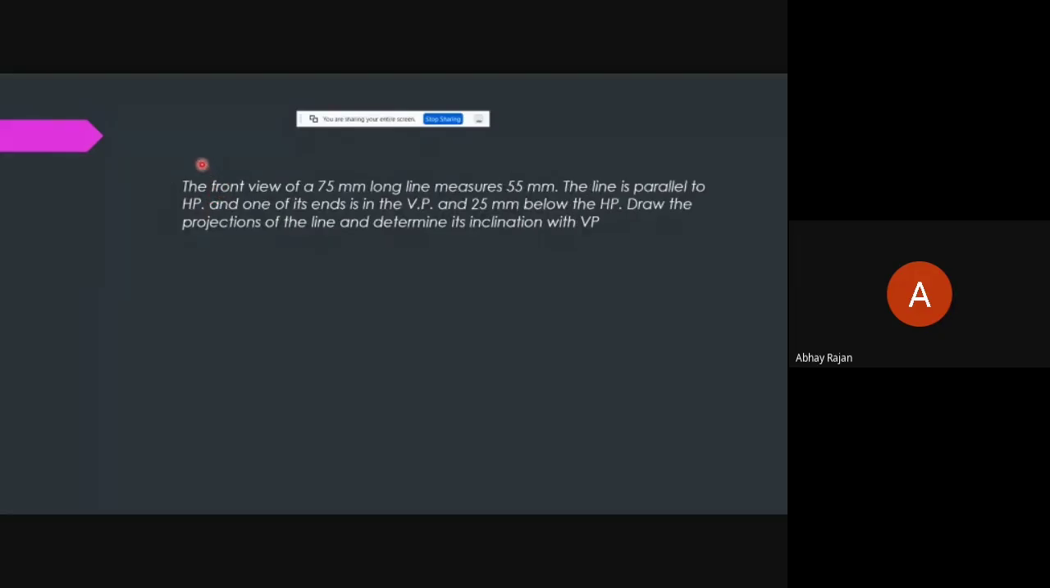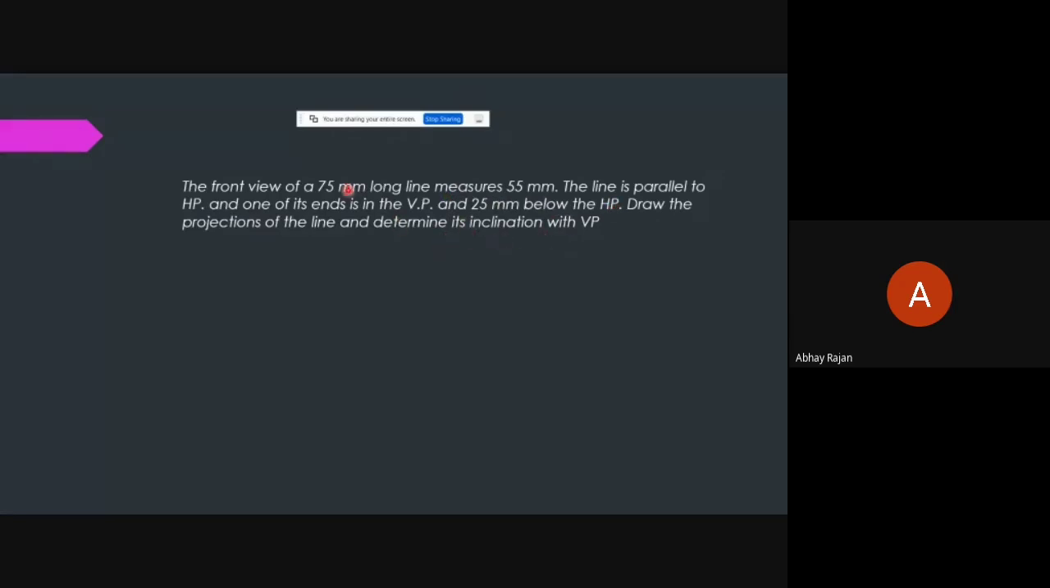So here, see this: the front view of a 75 mm long line measures 55 mm. Okay, see this question. So this is given that the front view of a 75 mm long line measures 55 mm. So this is your true length. 75 mm is your true length, as well as the 55 mm is the measured front view. Right. So the line is parallel to HP and one of its ends is in VP and 25 mm below HP. Draw the projections of the line and determine its inclination with VP.